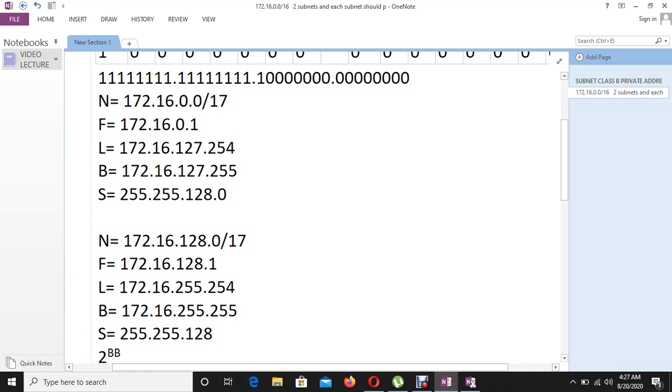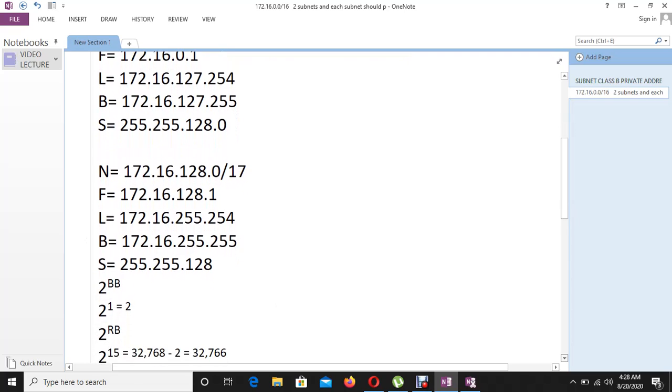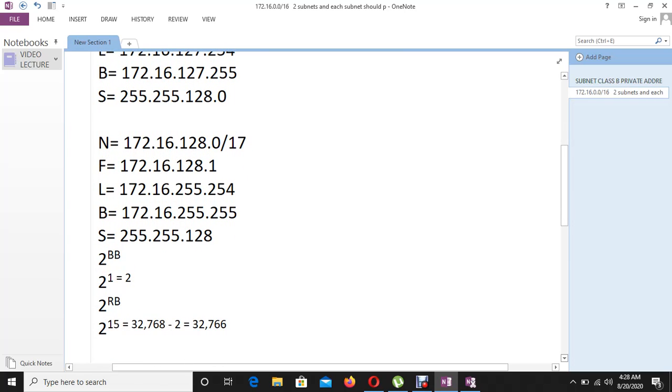255.255.128. Right, that's right. Now these are our two subnets, and you can see it is correct because we have 255.255. If we go for the next subnet, we get out of this 16, which is not right. So we get our two subnets, and each of these subnets is providing room for at least 32,766 valid IP addresses, with a block size of 32,768, subtracting 2 from that.